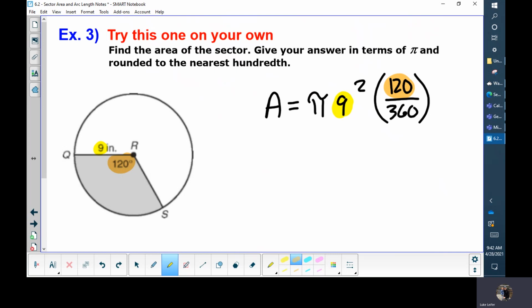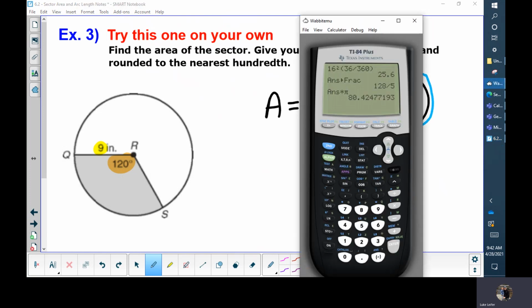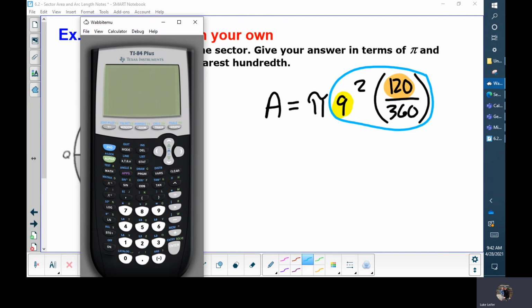If I want an exact answer, it means I am going to leave pi out of my calculations. So on my calculator here, I would say 9 squared, okay, in parentheses, 120 divided by 360. Now again, you could reduce that to 1/3, right? But you don't have to. The calculator will do the math for you. Look at that one. Sometimes it'll turn into nice clean whole numbers. So my exact answer is 27 pi.